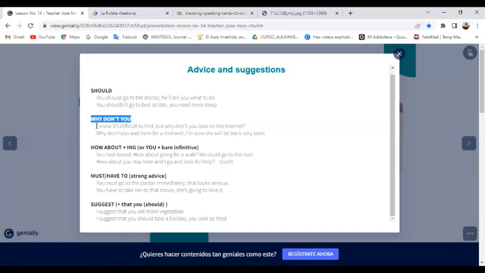And here we have an example. Benjamin, can you help me reading this one, please? Yes, I know it's difficult to find, but why don't you look on the internet? Okay, thank you. I know it's difficult to find, but why don't you look on the internet? Sé que es difícil de encontrar, pero ¿por qué no buscas en el internet?